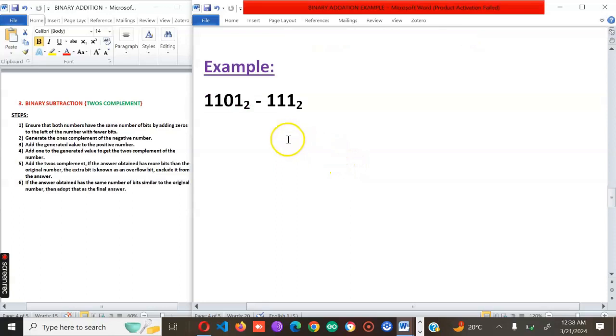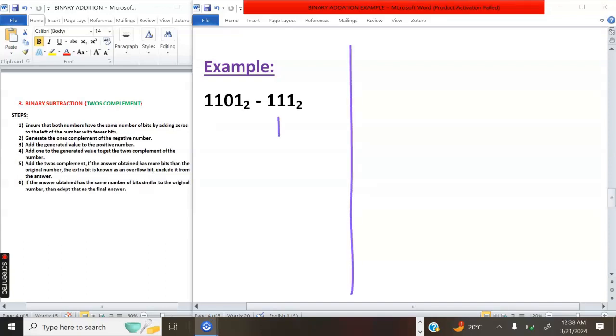So remember the rules. If the number of bits are less, you add. So for this one it will be 0111, so that we have an equal number of bits. After that, you convert the negative number into a one's complement. To convert the number, you flip the bits, so the number will be 1000.